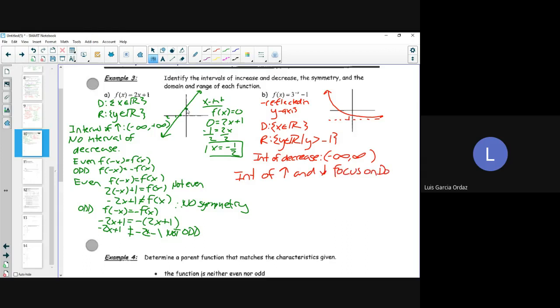So it would be negative one if it stopped at negative one on the x-axis? Yeah. So if this was a closed circle, and let's just say the x value here was 4, then it would be from negative infinity up until 4, because that's where the graph ends. So remember, intervals of increase and decrease, you focus on the domain. The end behaviors, you focus on the range of the graph.